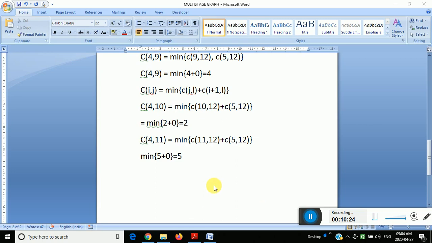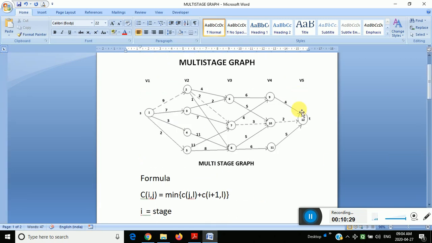So we have to do the same thing for the third stage. The fifth stage is done, the fourth stage is done. Now we have to do the third stage, which I will do in the next video.